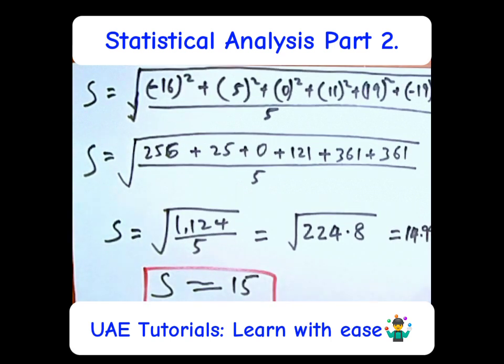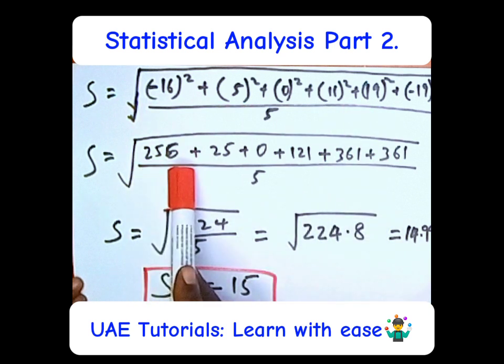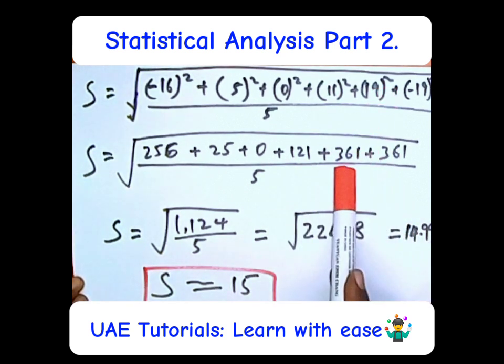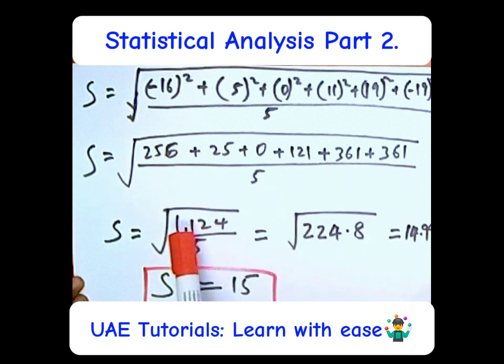Sorry guys, my paper was out of scope. So here is the standard deviation. You work out these numbers, you get 256 plus 25 plus 0 plus 121, that's 11 squared, plus 19 squared, 361, plus another 19 squared but negative, but that also gives us 361, over 5. So our standard deviation equals, you add all of these numbers, you get 1124 over 5, and you work that out, you get the square root of 224.8, which gives us 14.99. So our standard deviation is approximately 15. And that's all for this question.